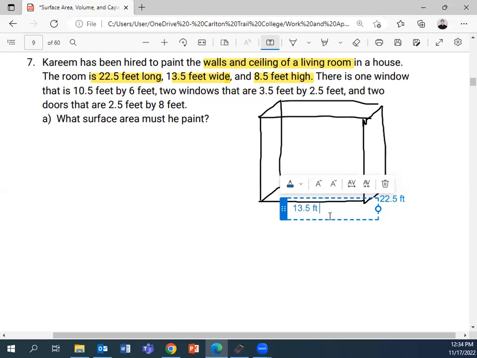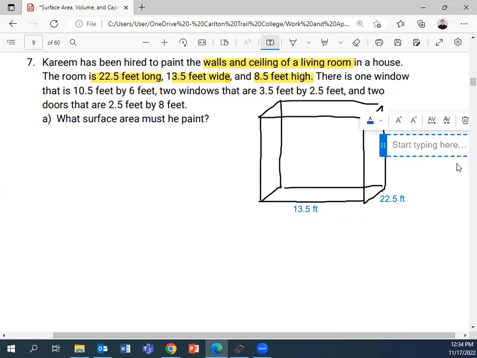Frankly, it doesn't matter. At the end of the day, you're going to get the same amount of paint. 13.5 feet wide. And then we're going to say it's 2.5 feet. No, not 8.5 feet tall. Do you notice how all my measurements are on the outside to start, right? Free up that space inside. You're going to need it.